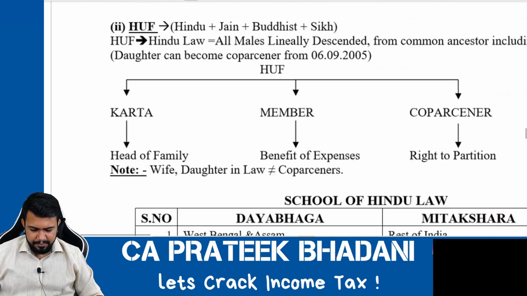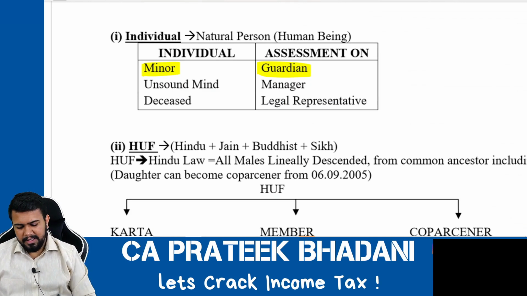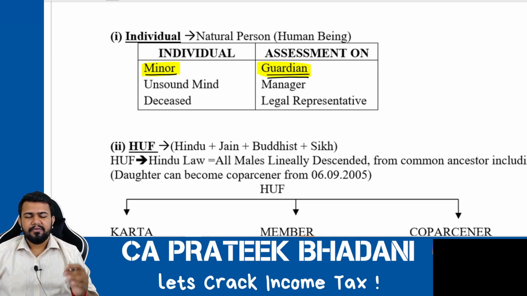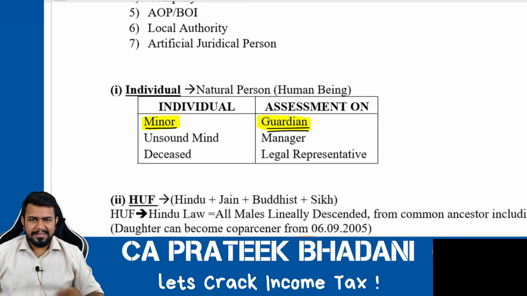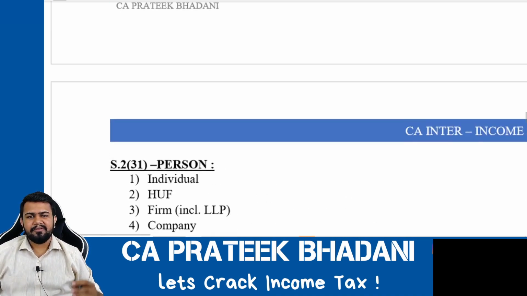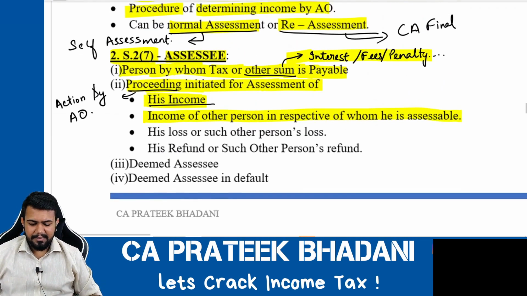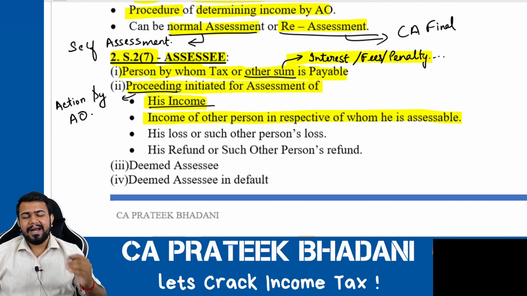For example, in the next page, when you see the meaning of individual, for a minor, the assessment is done on the guardian. Since the minor's age is less than 18 years, the income tax department will not go after a minor. Income tax department will go after the guardian of the minor. In such case, the guardian will automatically become an assessee.